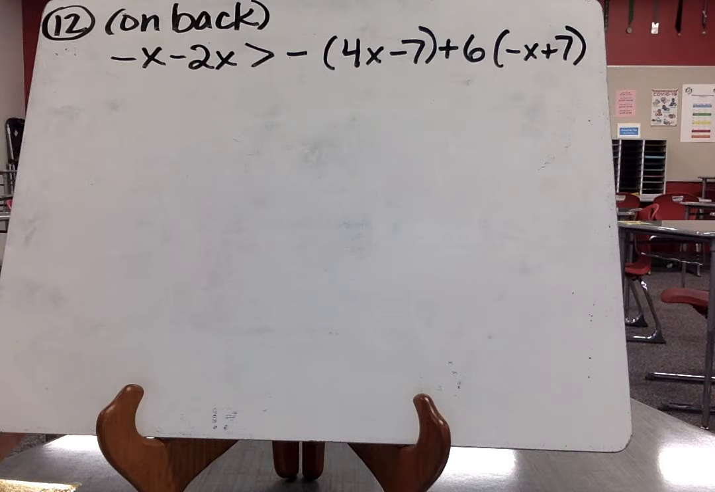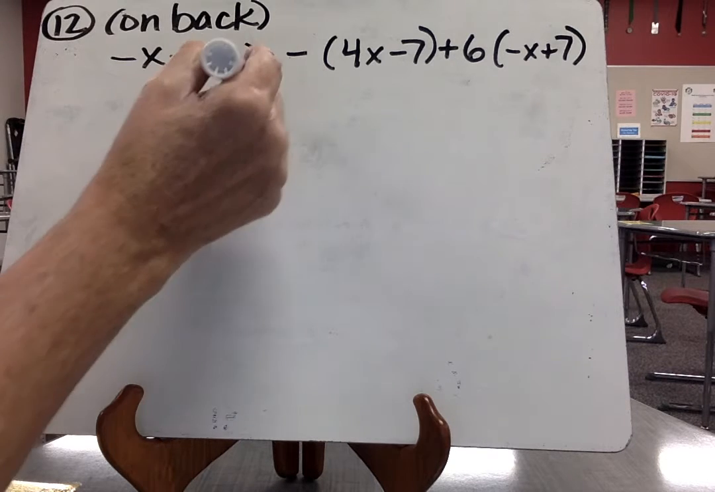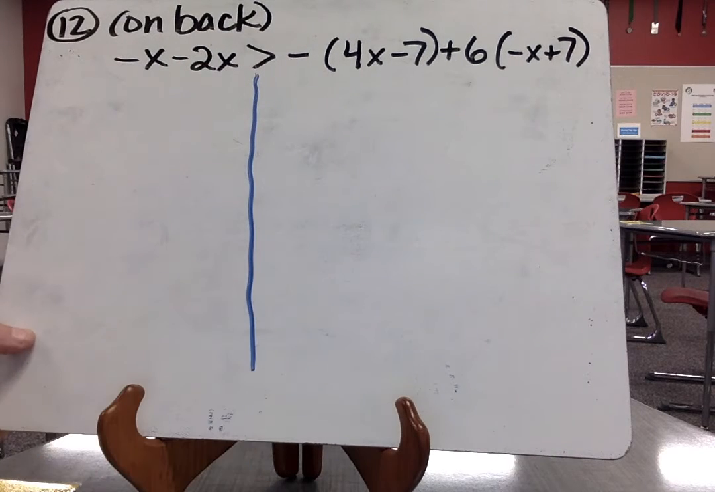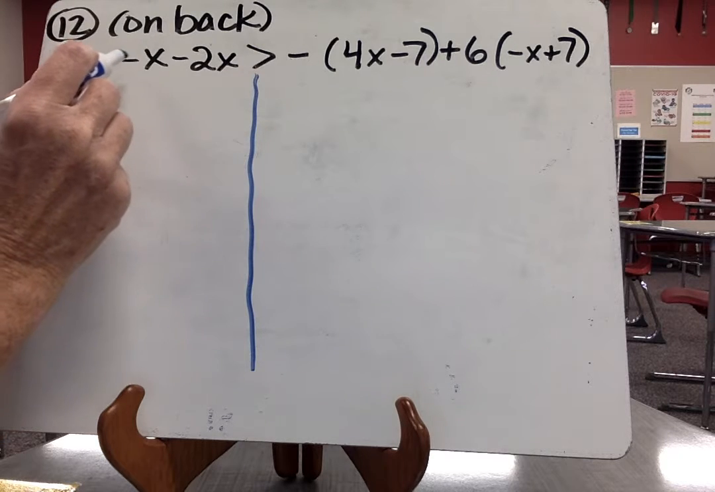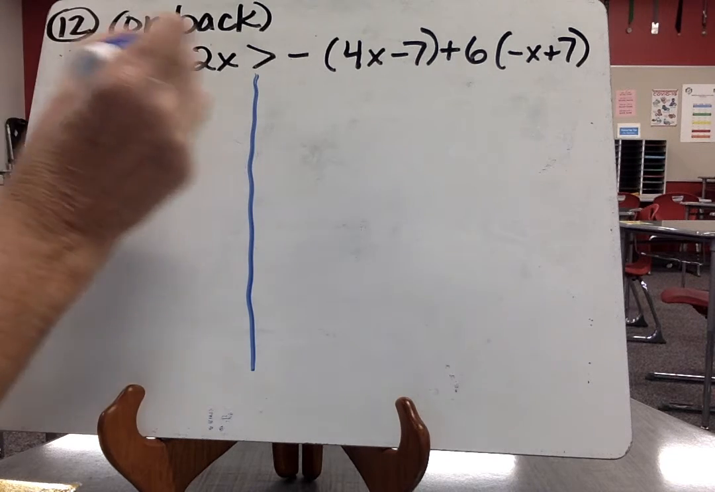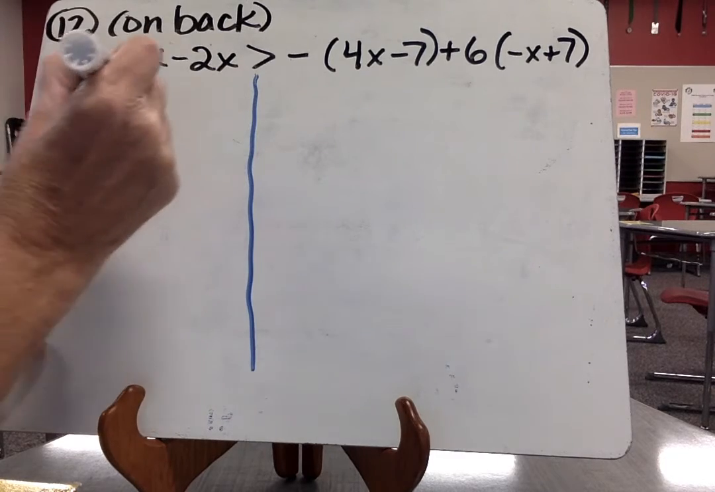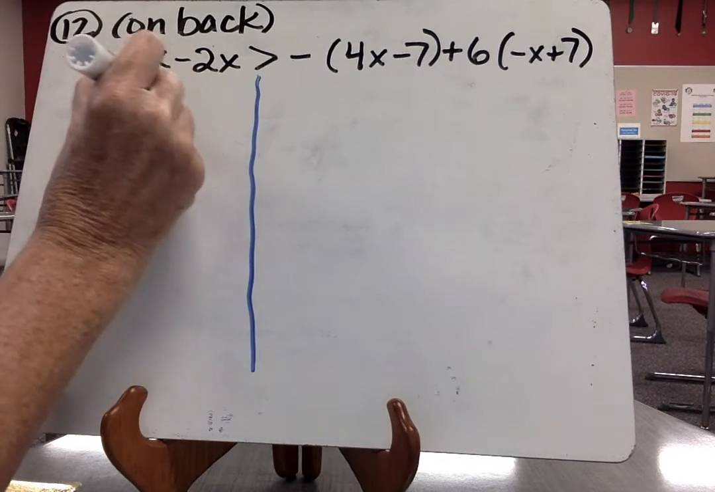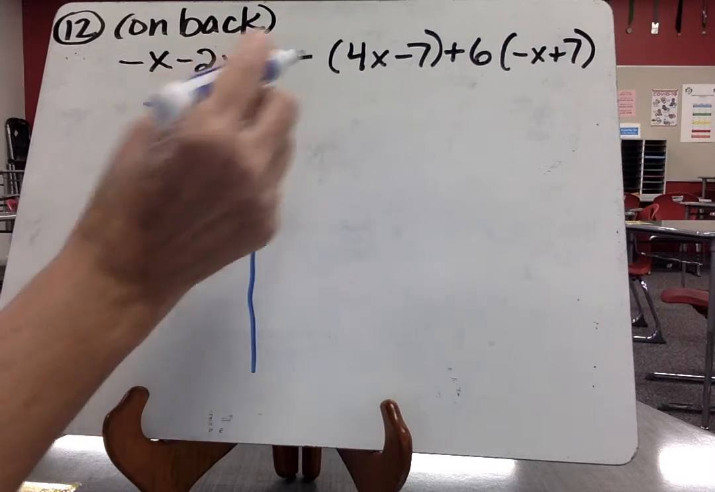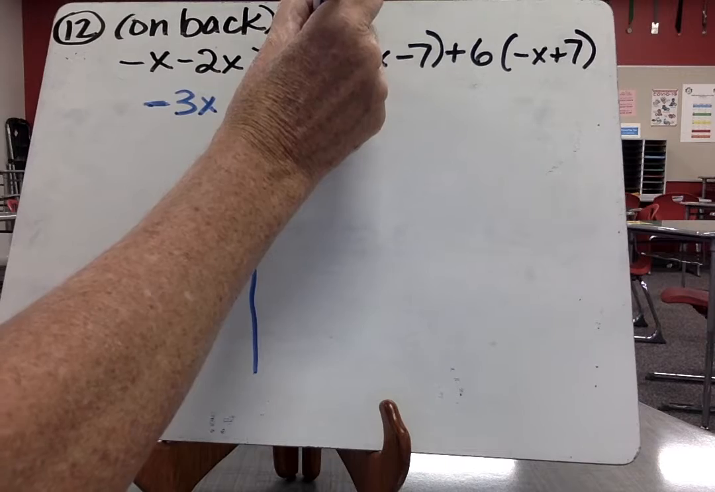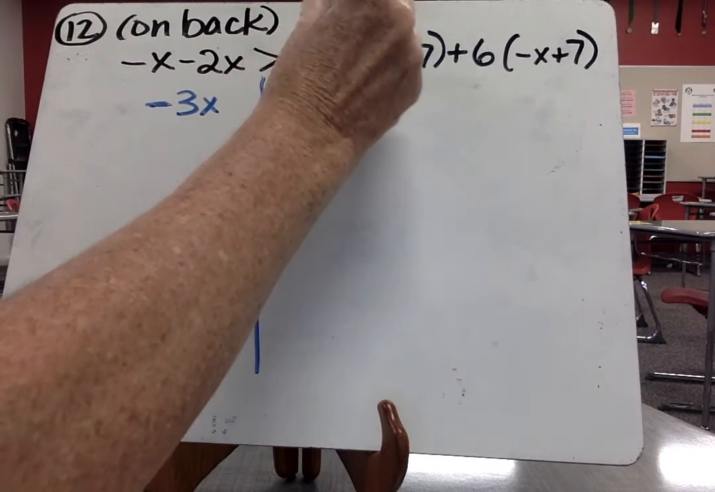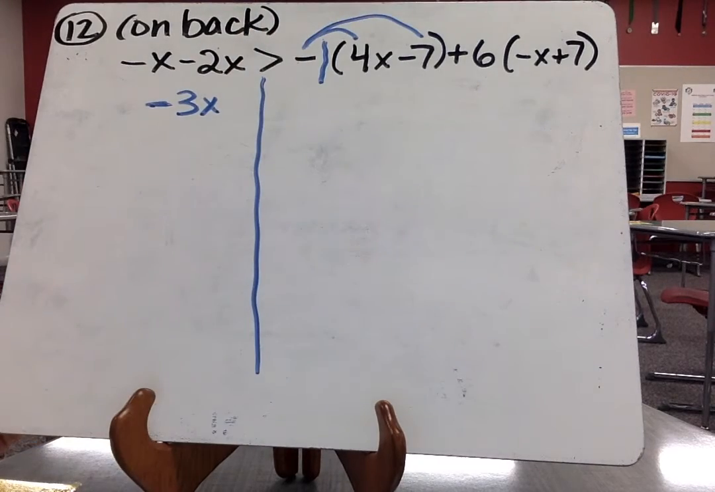So just because it's longer doesn't mean it's any harder. Okay, so the first thing I want to do is draw my line down here. Okay, and that's very important, especially for a problem like this. We have negative x minus 2x all on the same side. Let's combine them, and that'll be negative 3x. Now I'm going to put a 1 in front of there because it's just a lonely little negative by itself. Put a 1, and I'm going to distribute this through the parentheses.